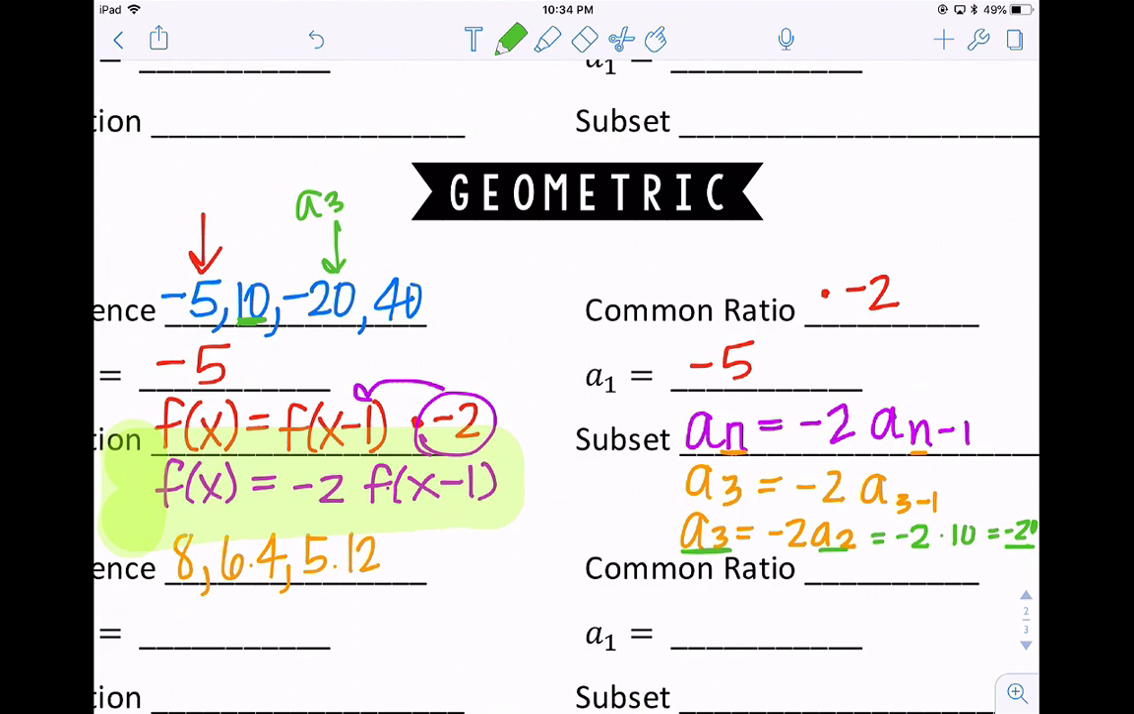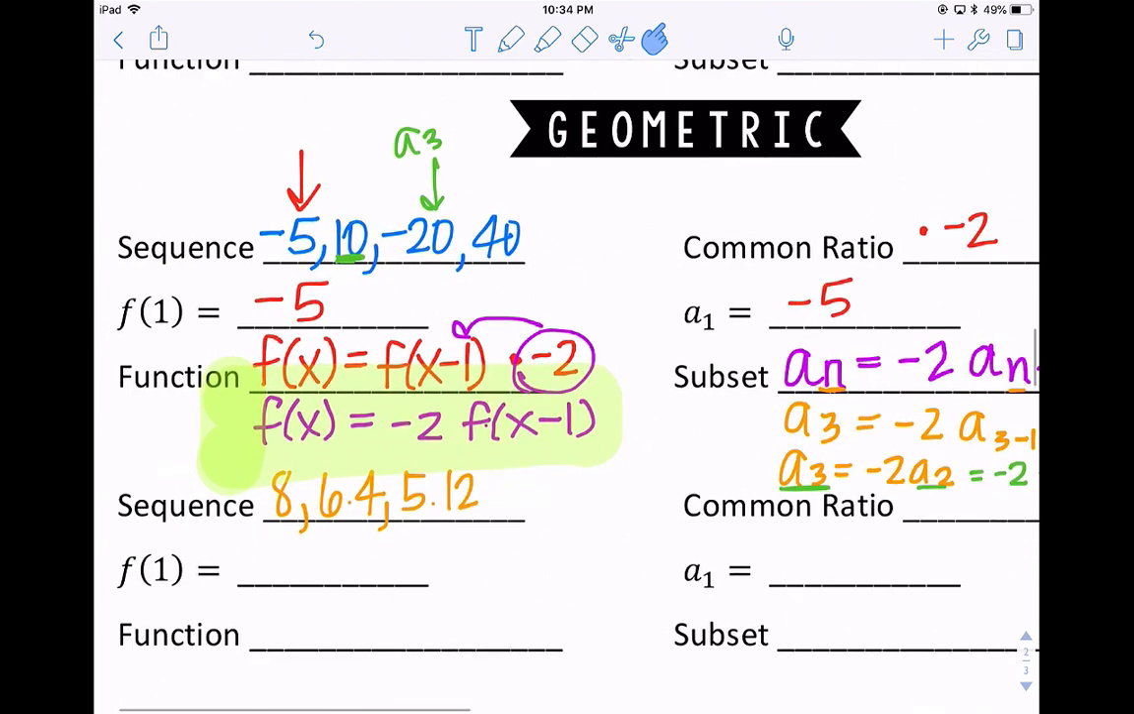So again, I know that this looks very complicated, but I think if you understand, n just means the next term, n minus 1 means the previous term, same thing, x means the next term, x minus 1 means the previous term, it makes a lot more sense. Okay. All right, let's look at one more.